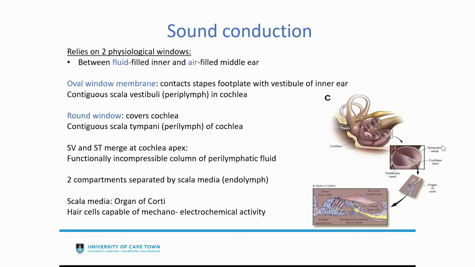Now, both the scala vestibuli and the scala tympani will actually merge at the cochlear apex, and it creates this incompressible column of perilymphatic fluid. And it's this incompressible column of perilymphatic fluid that's responsible for a lot of the effects that we have on inner hair cells. These two compartments are separated by scala media, which we know is endolymphatic, not perilymphatic. And in the scala media, as we mentioned before, we've got that very important organ of Corti, and that's where your hair cells are capable of converting mechanical energy into electrochemical activity.